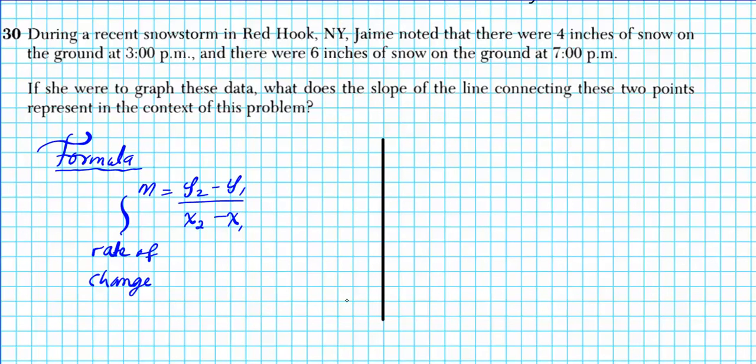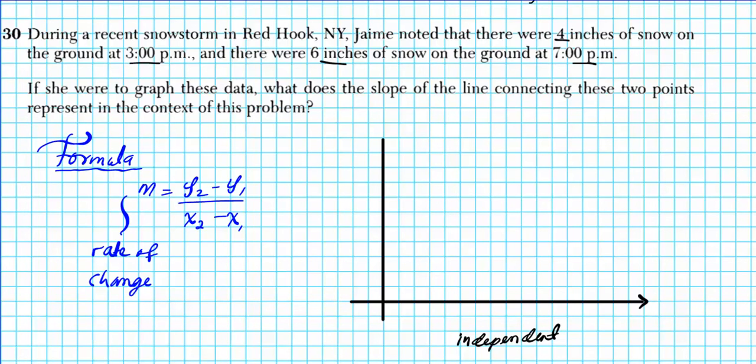Okay, now let's give ourselves a visual of the situation right here. We're going to graph the 2 points. Now we have 2 ordered pairs. We have 4 inches and 3, and then we have 6 inches and 7. Now, which is the x and which is the y? How do we write our coordinates? Now remember, your x-axis is always the independent variable. Okay? So time and inches of snow, which one do you think is independent of the other?